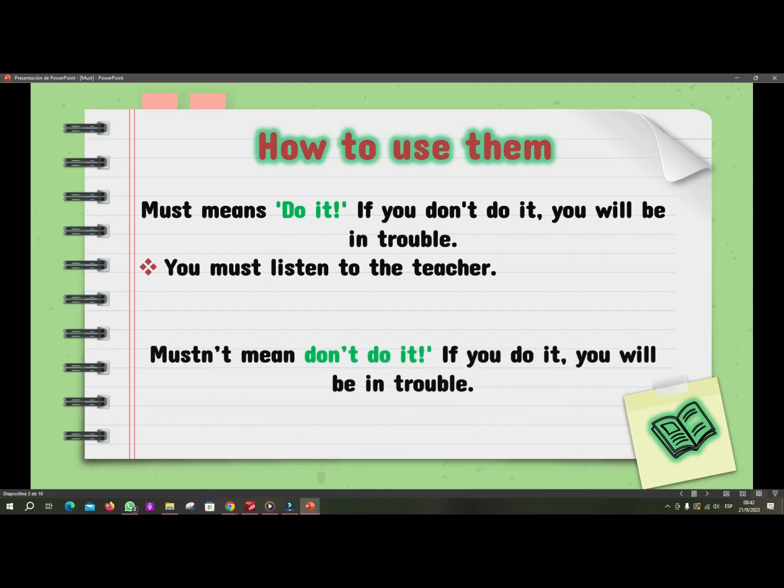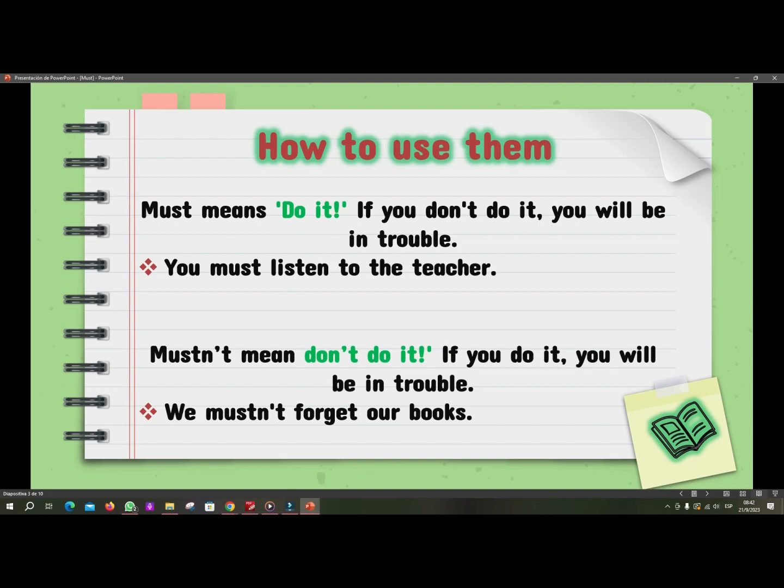Mustn't means don't do it. If you do it, you will be in trouble, right? We mustn't forget our books. You're not going to have a book in the class, so you need it, and that is something that you need to do. So don't forget your books, or you mustn't forget your books, right?